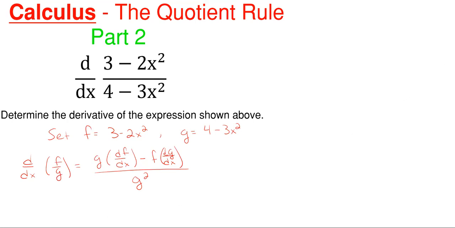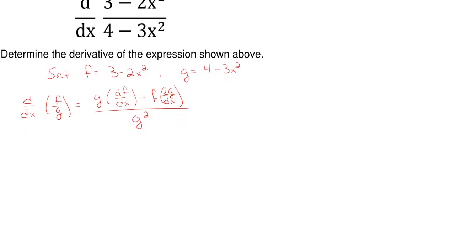So in order to use the quotient rule fully, we have to find out what the derivative of f is with respect to x and what the derivative of g is with respect to x as well. Thankfully, these expressions are not super difficult to find, so let's go ahead and plug everything into this equation right here. So g will be 4 minus 3x squared.